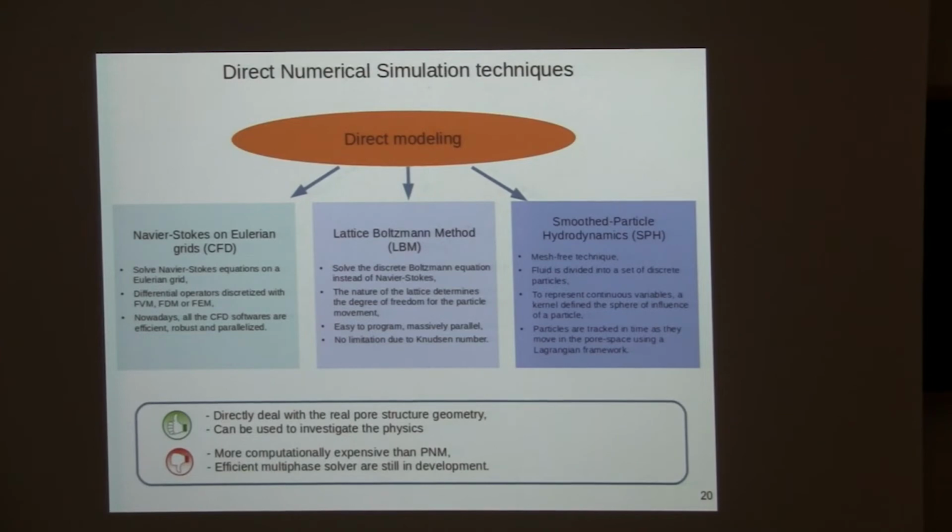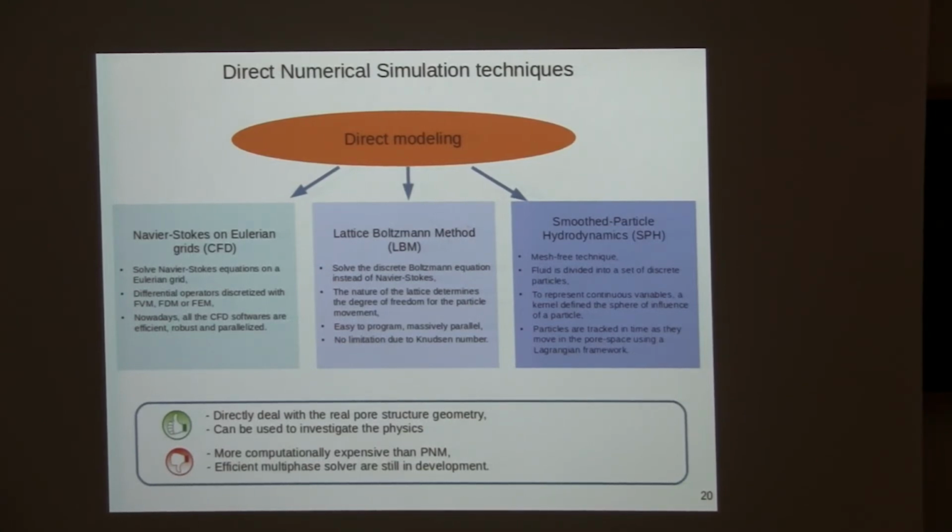And another technique is smoothed particle hydrodynamics. Here you don't have to grid the void space. You deal with fluid particles. The fluid is divided into a set of discrete particles. You have to define a kernel to represent the continuous variables, and you track the particles in a Lagrangian framework. So we see that we have plenty of different techniques.